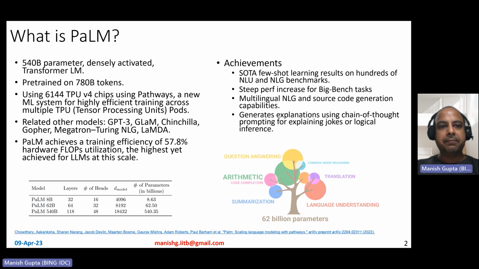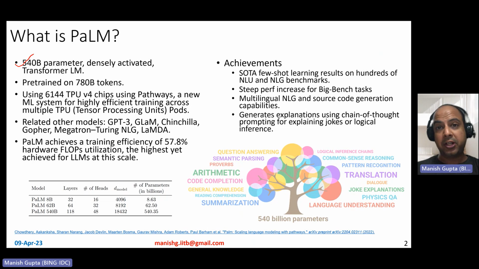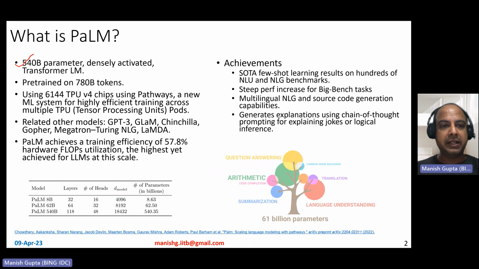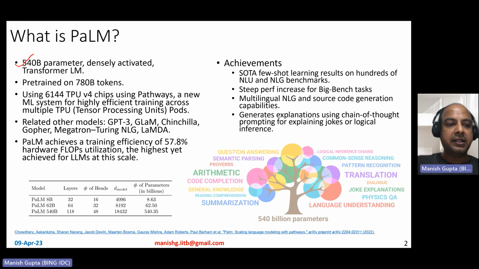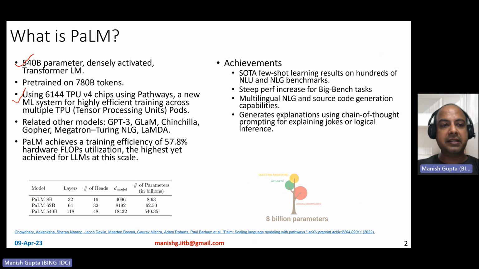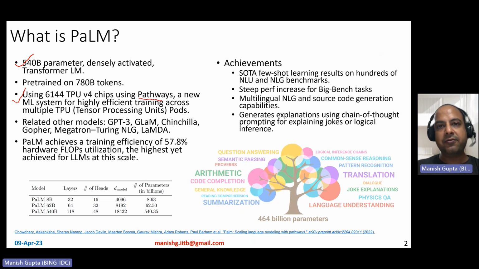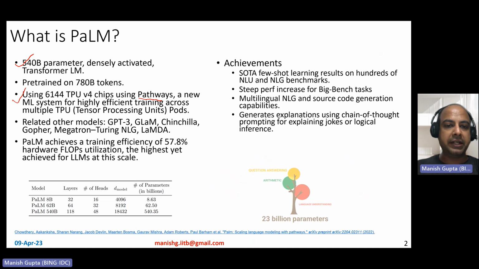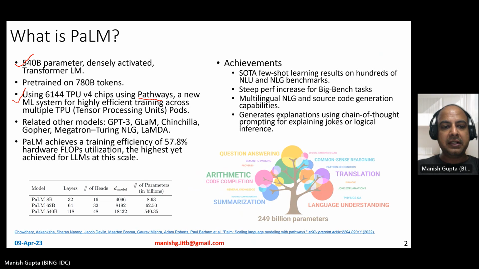PaLM is a 540 billion parameter densely activated transformer language model. 540 billion, so that's a large number, right? It's pre-trained on 780 billion tokens. So again, pre-training has been done very rigorously. And the most important thing, it has been pre-trained using more than 6,000 TPU v4 chips using their system called Pathways, which is a new machine learning system for highly efficient multiple TPU pod kind of training. Okay? So TPU stands for Tensor Processing Units.